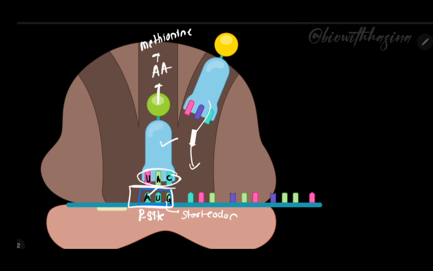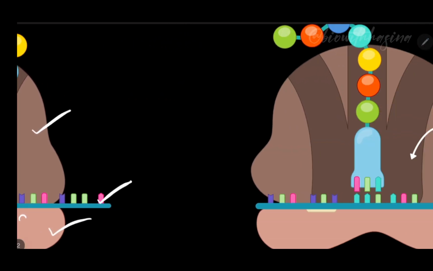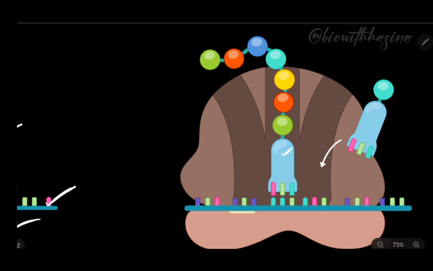You can see very well. This is your mRNA, this is your large subunit, and this is your small subunit. How is this happening? See, this is how the tRNA has formed the chain. This is your next tRNA which is coming with the anticodons. So this is your initiation.